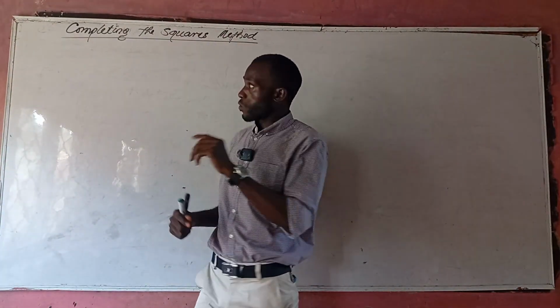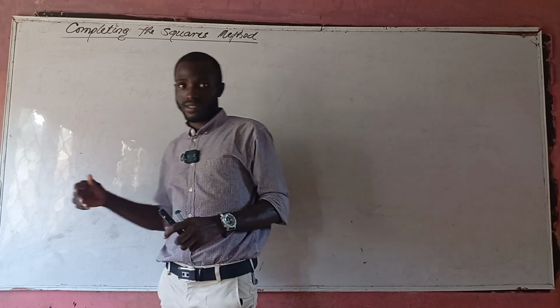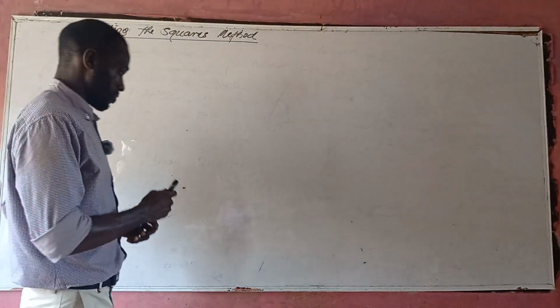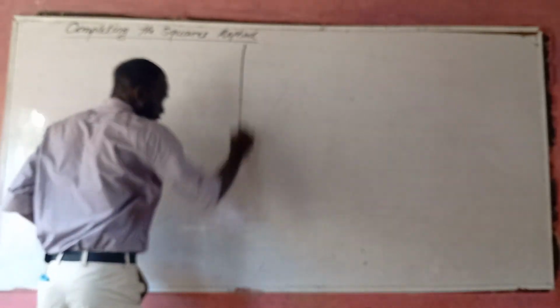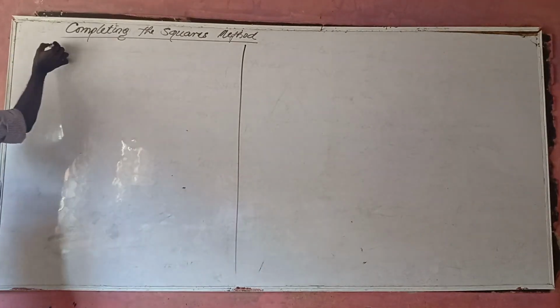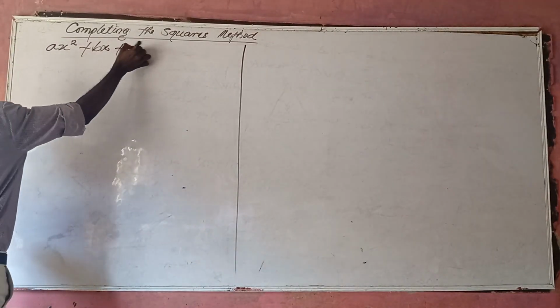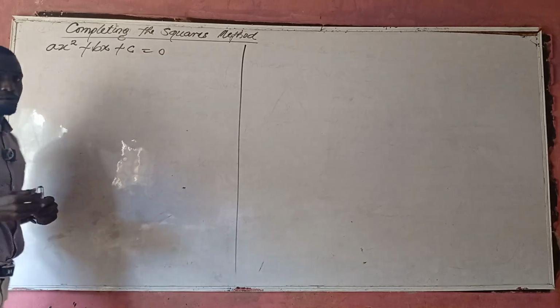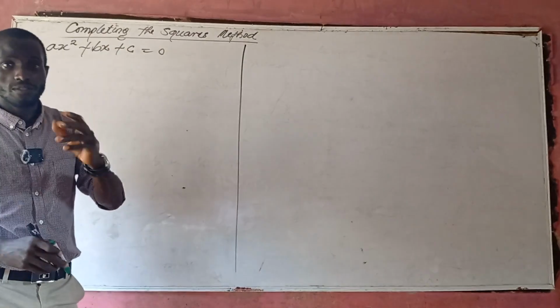In this video, I'll quickly take you through the completing the squares method of solving quadratic equations. You know that the general form of a quadratic equation is ax squared plus bx plus c is equal to 0. This is the general form of a quadratic equation.